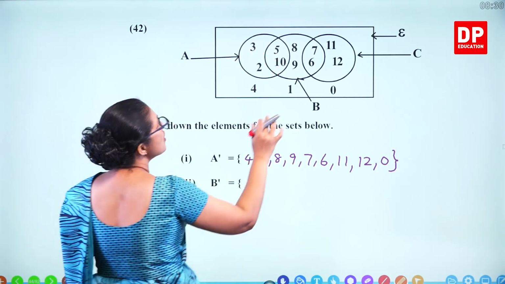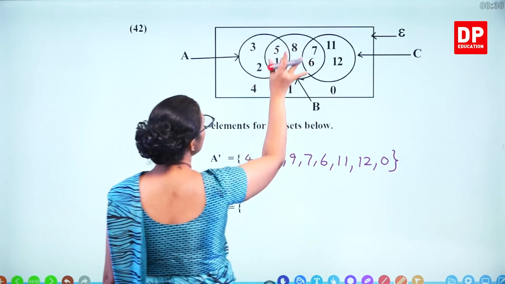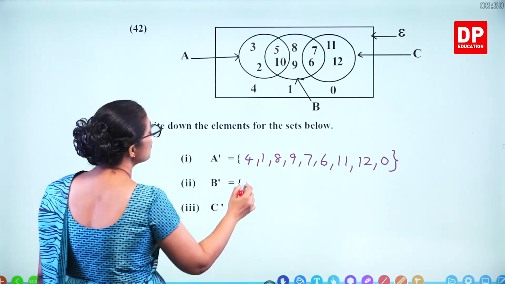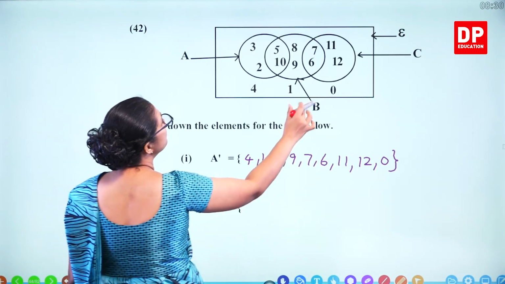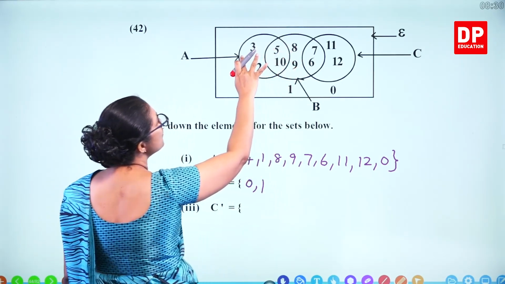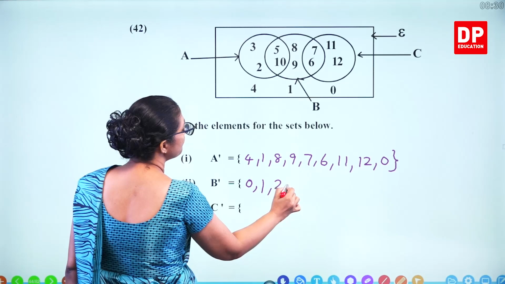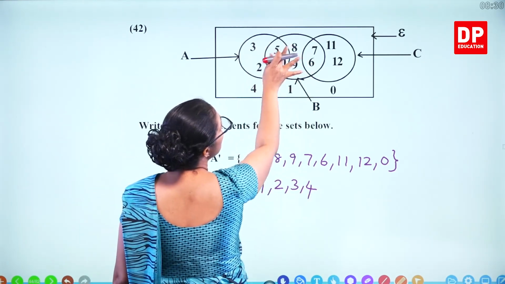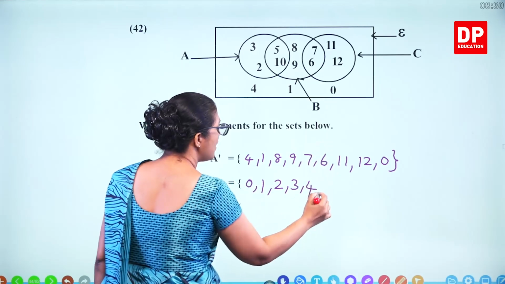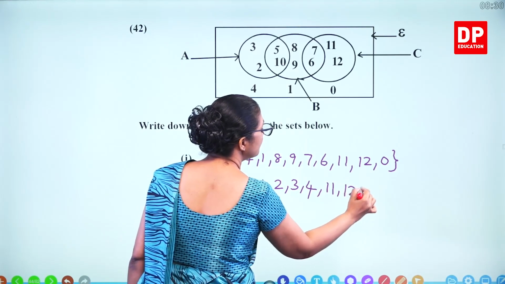B dash. Now close B. What are the elements outside? 0, 1, 2, 3, 4. Here 2, 3, 4 here. 0, 1 and 11, 12.